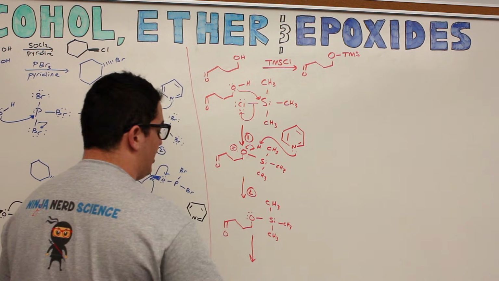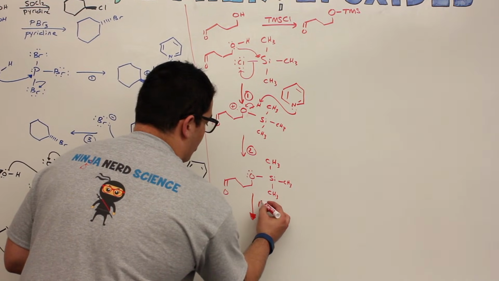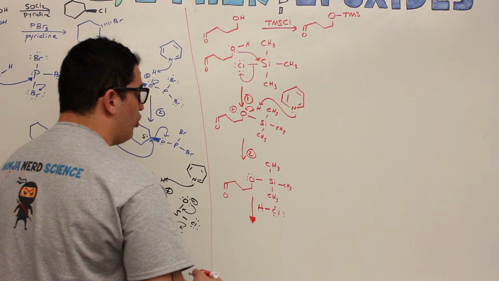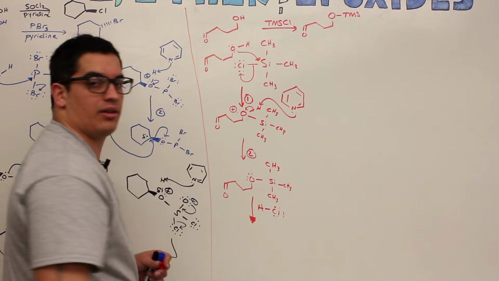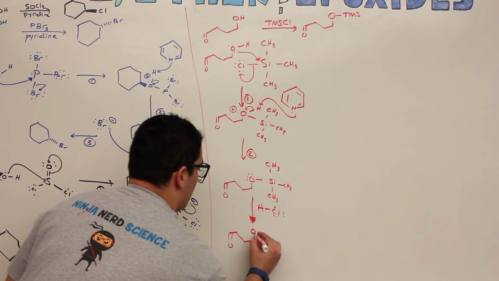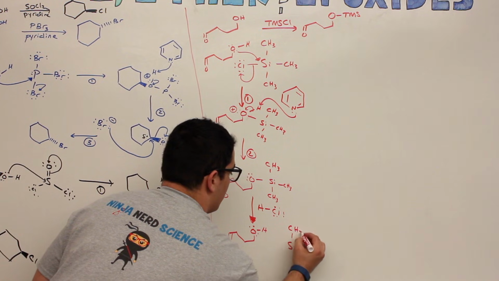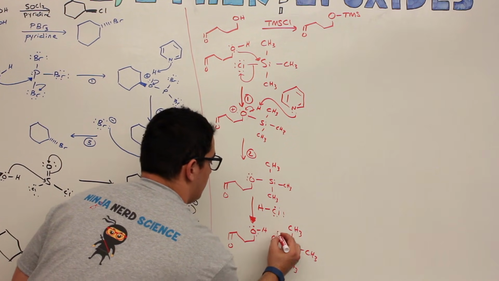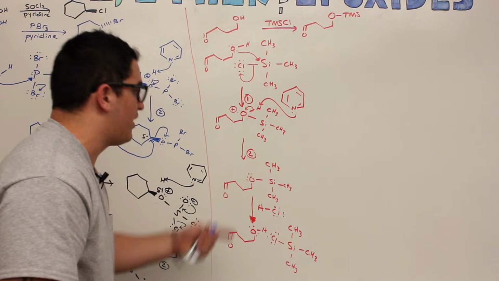All you have to do to deprotect this is react this with acid. So I'm going to react it with hydrochloric acid. And if I react this with hydrochloric acid, it will put the hydrogen back onto the oxygen and put the chlorine back onto the silicon. And then what do I get out of this? I deprotect my alcohol and reform the chloro-trimethylsilane. Okay, so that's how I could deprotect it. So we protected it and then we deprotected it.